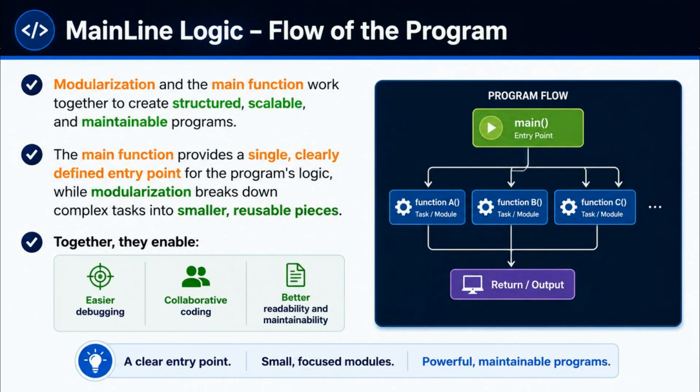Modularization and the main function work together to build structured, scalable, maintainable programs. The main function gives the program one single, clearly defined entry point, while modularization breaks the complex work into smaller, reusable pieces around it. Together, they make debugging easier, support collaborative coding since different people can work on different modules, and improve overall readability and maintainability.